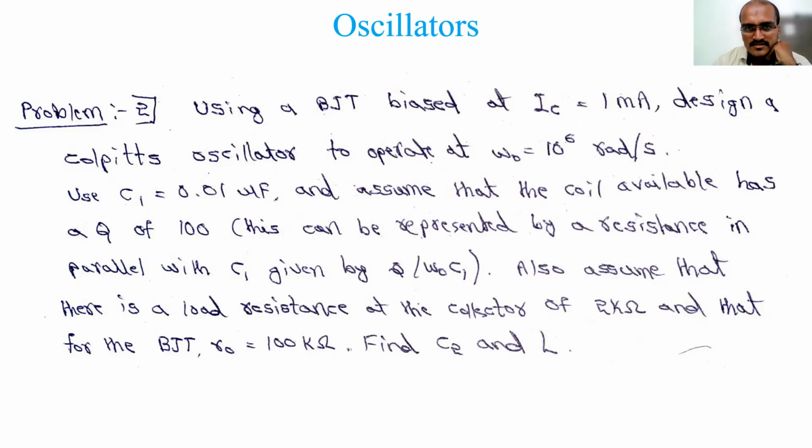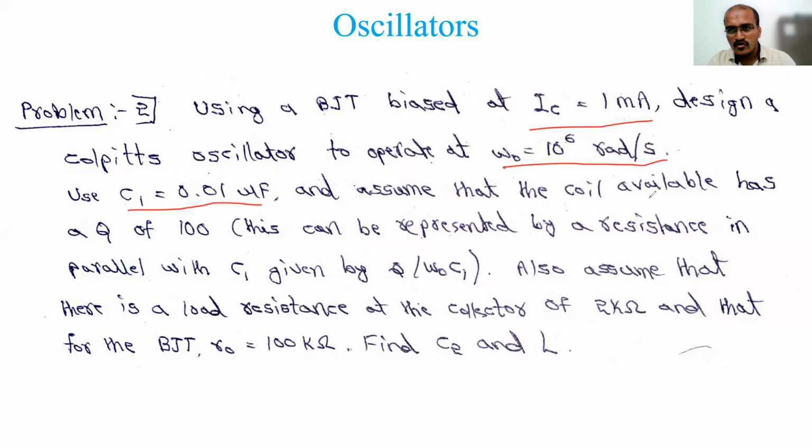Using a BJT biased at IC equal to 1 milliamp. So IC they have given. Design a Colpitts oscillator to operate at omega naught equal to 10 to the power 6 radian per second. The frequency they have given. What is the target you have to set for designing a Colpitts oscillator? Use C1 equal to 0.01 microfarad. In the tank circuit, you have C1, C2 and L. In that, for C1 they have given the value.